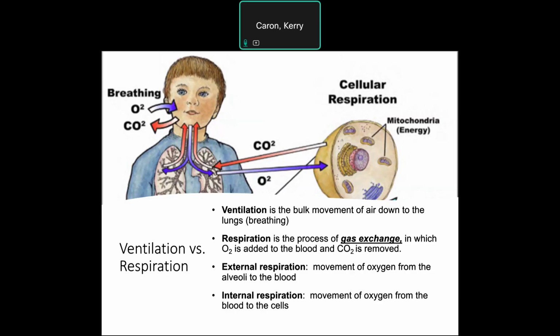So external respiration is the movement of oxygen from the alveoli to the blood. So we'll move inhaled oxygen from the alveoli to the circulating blood. That's external. It came from the external environment. Internal is the movement of the oxygen from the blood to the cells. So both of those, internal and external respiration, comprise what is cellular respiration.